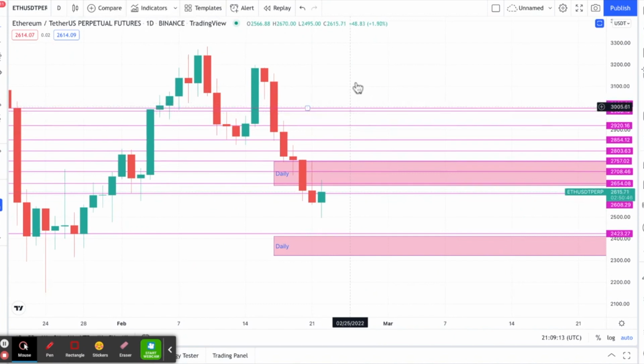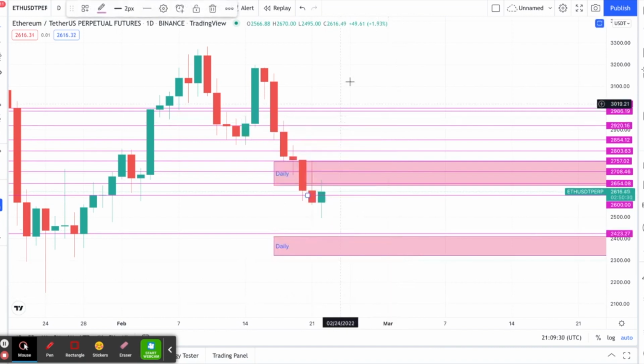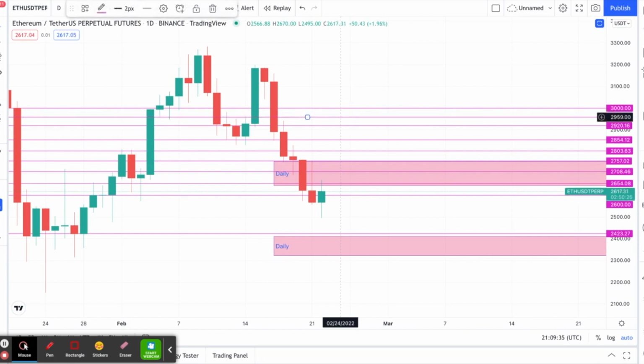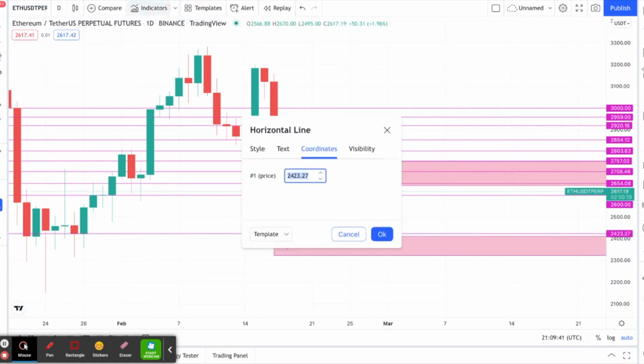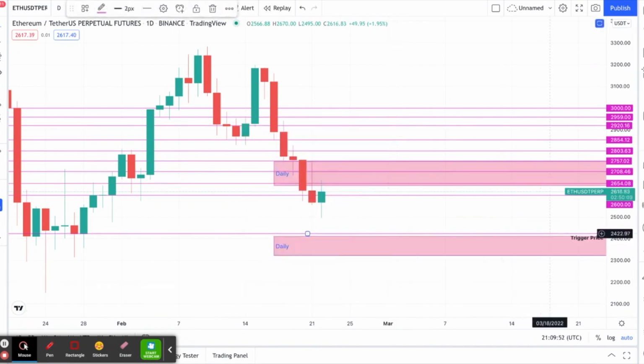So this top one's 3,000, sorry. And this bottom one, I could say, you know, I think it'll be whatever, 2,600, sorry. Now, I have several grids in there, but I haven't actually created my bot yet. I can come down here and this bottom line, I can make this my trigger price. So I got my trigger price over here.